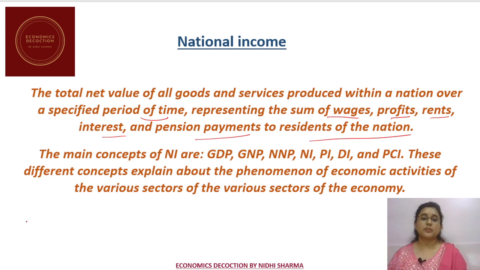So the main concepts of national income are GDP, GNP, NNP, that is net national product, GNP is your gross national product, NI, PI, personal income, you can say DI, disposable income, PCI, per capita income, and many more. In this video we are going to focus on the GDP concept of national income. These different concepts explain the phenomena of economic activities of the various sectors of the economy. So the phenomena of various sectors of the economy are being represented by these various variables.